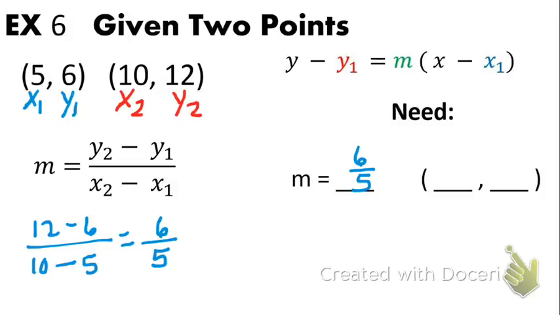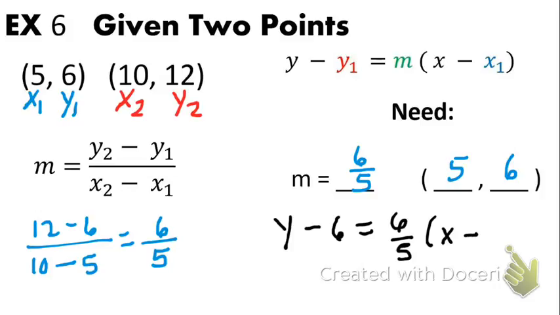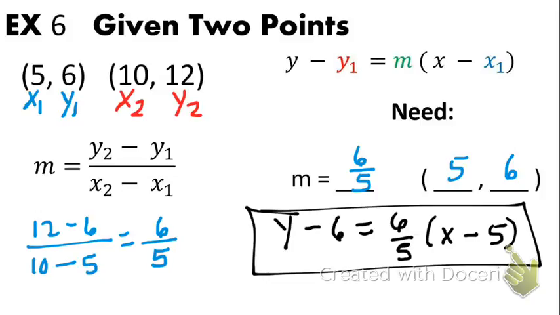Now again, it does not matter which point you pick, just pick a point. I'm going to go with the second one just for fun. Or technically, since we labeled x1 and y1 was 5 and 6, we'll use that one. But in reality, it does not matter. Alright, so start writing your formula out. y minus 6 equals 6/5, parentheses, x minus 5. And that is your point slope.